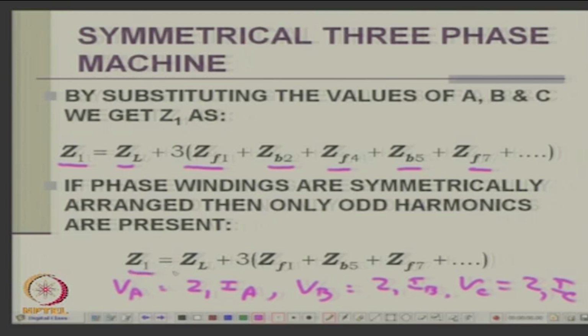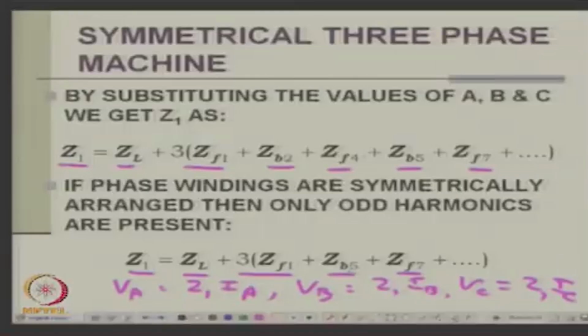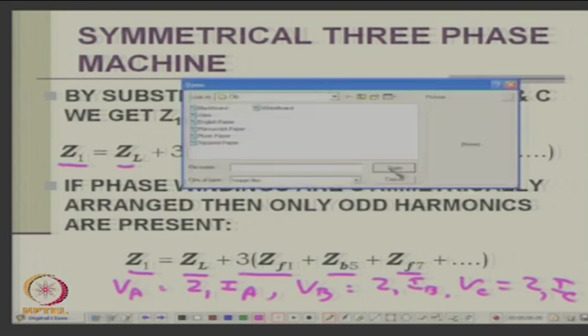Then it will have ZL, Z1, will have ZL plus 3 times ZF1, then ZB5 and ZF7, which would signify there will be a fundamental plus backward fifth harmonic and forward seventh harmonic. This is what it means. Purely positive sequence supply will give rise to this, but if the harmonic fields are negligible then only the fundamental can be taken.